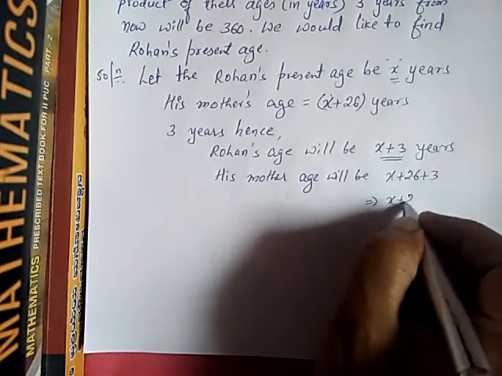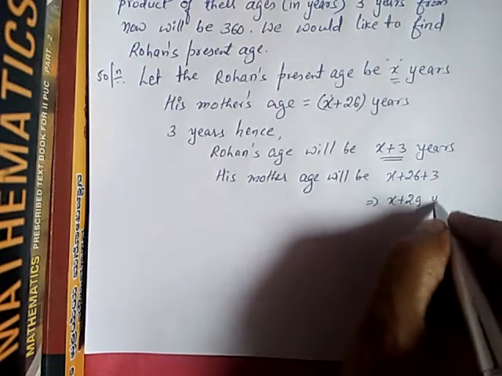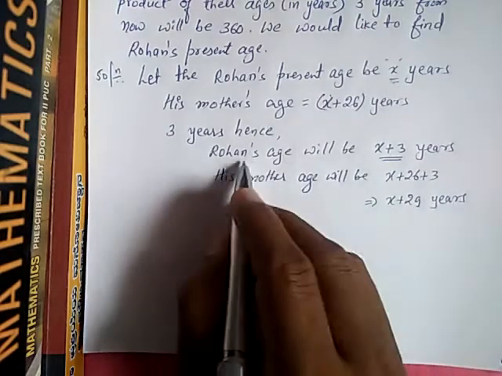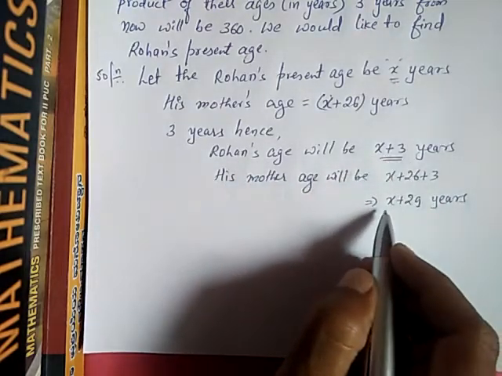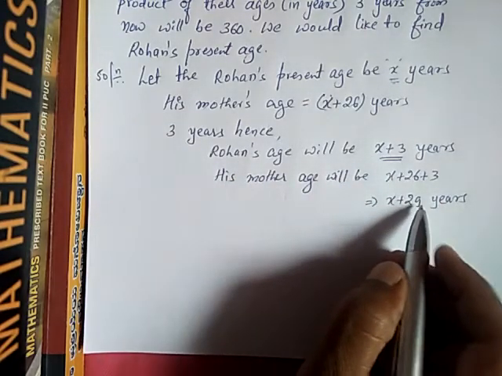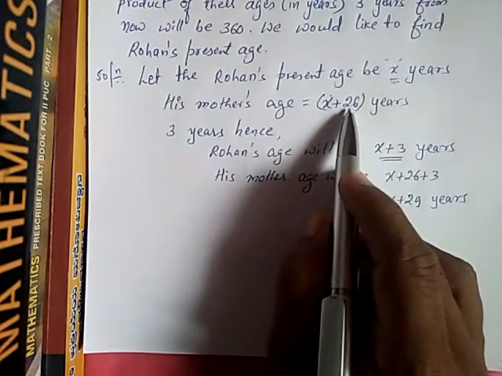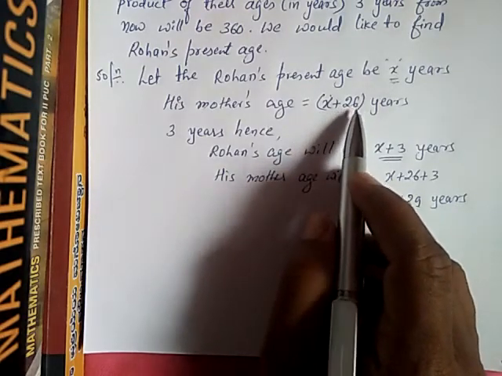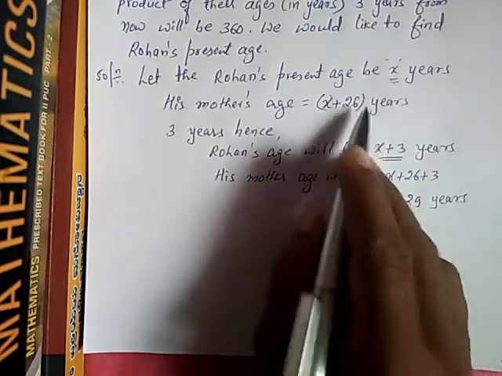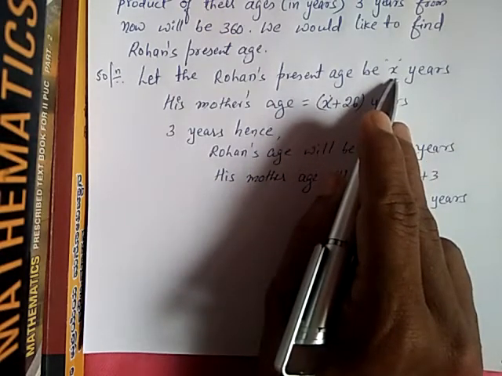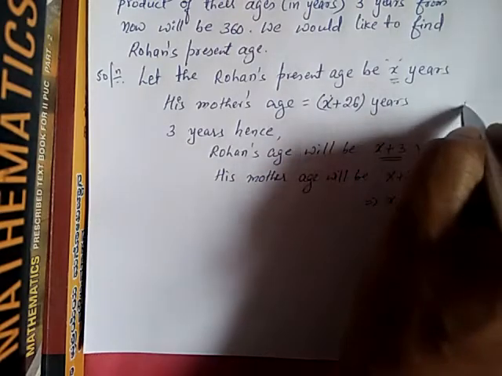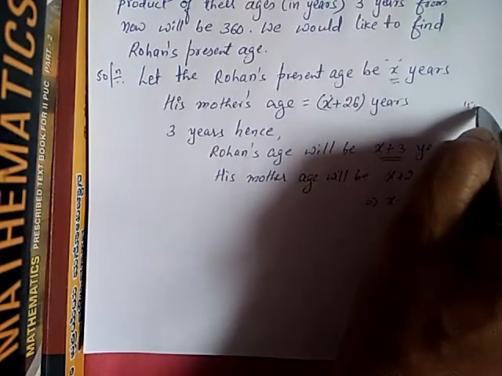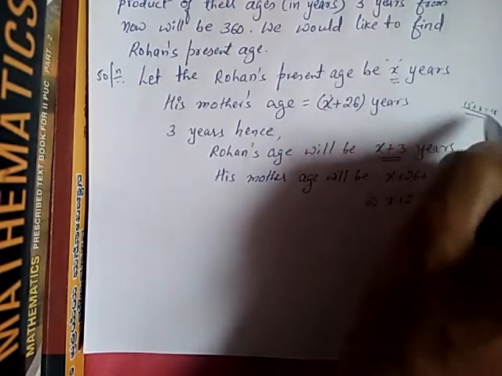x plus 29 years. Means after 3 years the age of Rohan will be x plus 3 and the age of the mother will be x plus 29, because x plus 26 means after 3 years x plus 26 plus 3, you are adding 3. Okay, because we are calculating after 3 years. The present age is x, so after 3 years x plus 3. Suppose my age is 15 now, after 3 years it will be plus 3, that is 18 years. Like that it is.